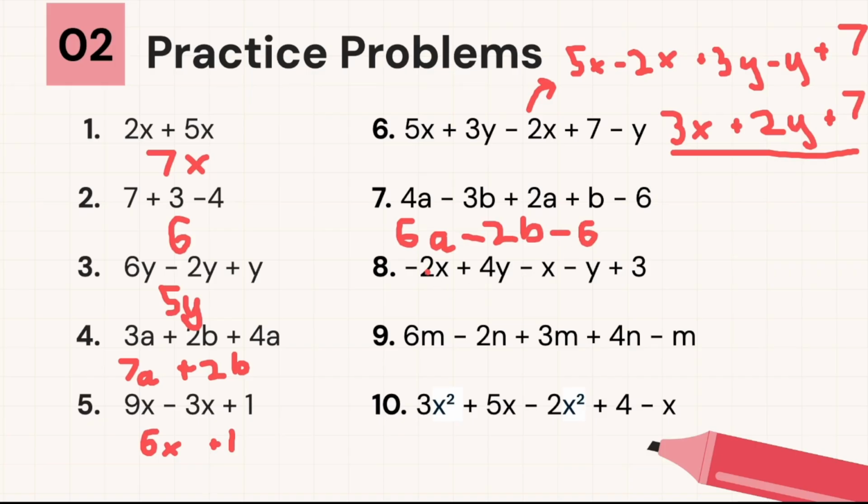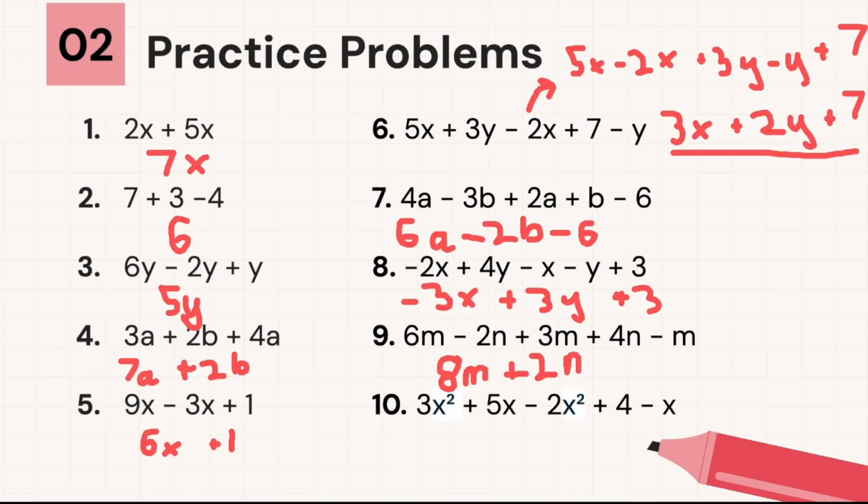Again, the same thing here. Negative 2x minus x is negative 3x. 4y minus y is 3y. And then we have plus 3. And again for this expression, so we have 6m minus 2n plus 3m plus 4n minus m. So we can group 6m plus 3m minus m, which would be 8m. And then negative 2n plus 4n would be plus 2n.